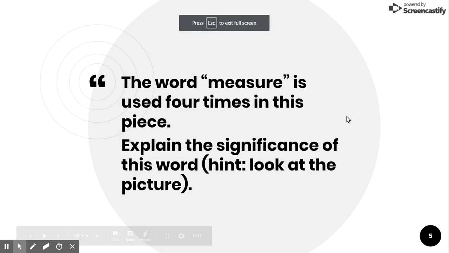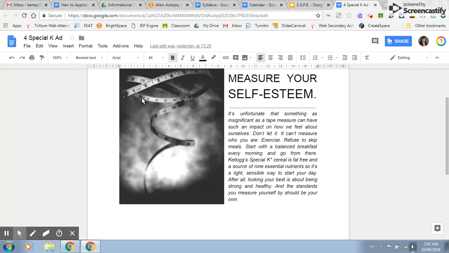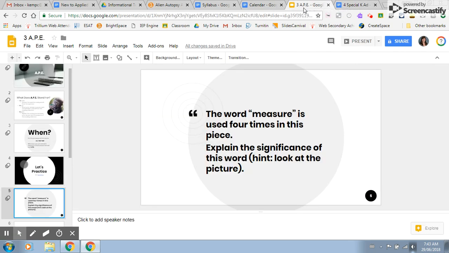Okay, so the word measure is used 4 times in this piece. Explain the significance or the importance of this word. Hint, look at the picture. And so if we were looking at the picture, you can see that it is a tape measure. It's one of the things, one of the measures, right? So we have a measure here, here, here. Where was the other one? Over here. Okay, so it's used 4 times. Why might that be important?